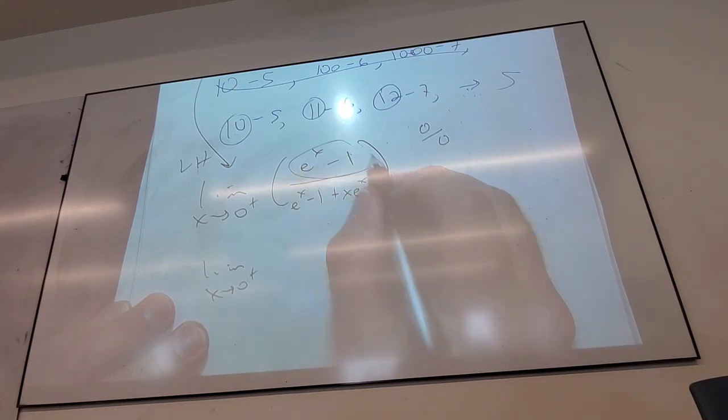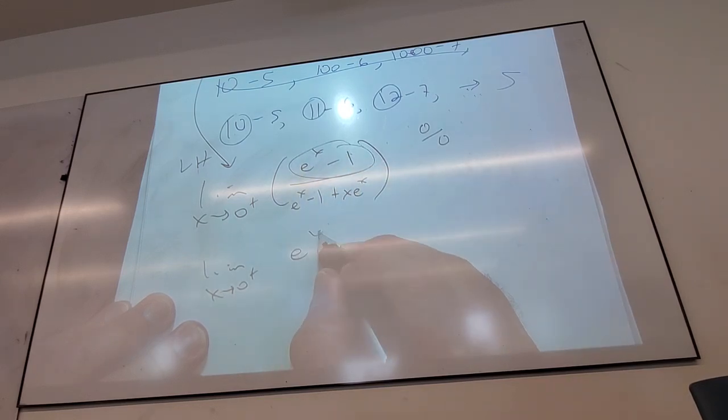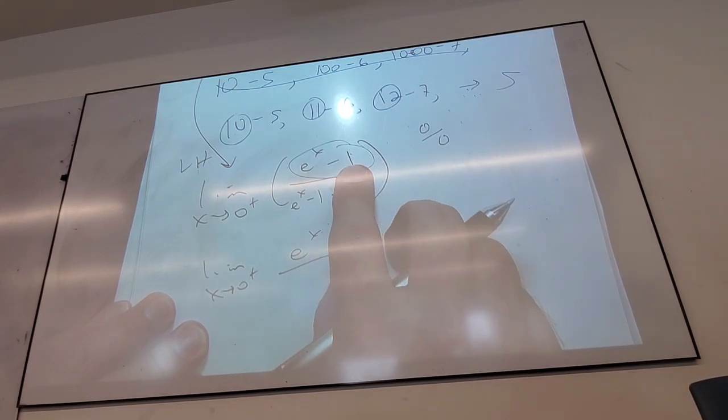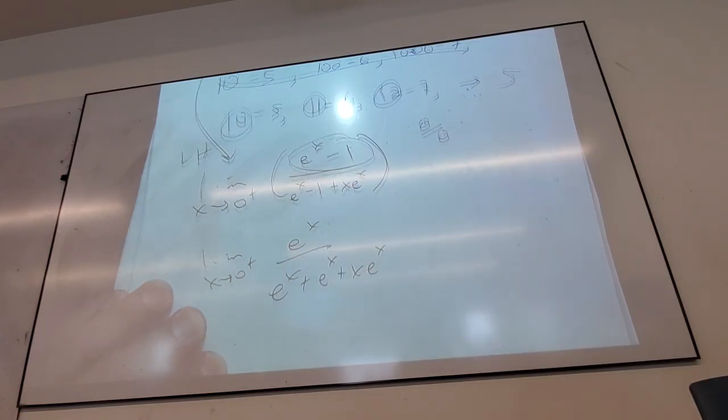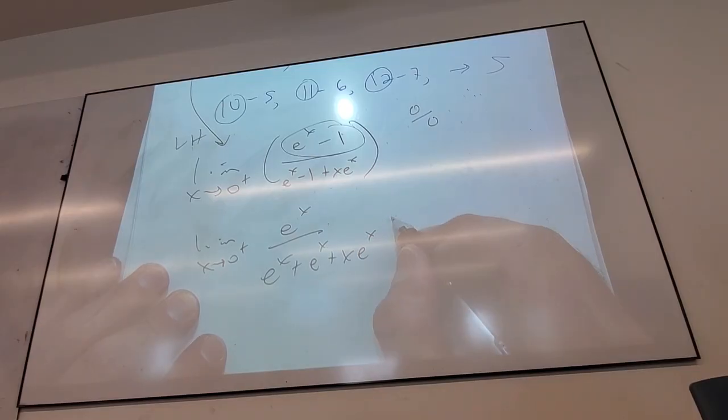Now what's the derivative of the top? 1 times e to the x. Derivative of x, e to the x, derivative of negative 1, 0. And on the bottom I get e to the x, derivative of negative 1 is 0, plus product rule, derivative of x times e to the x plus x times the derivative of e to the x. So now when I plug 0 in, what do I get?